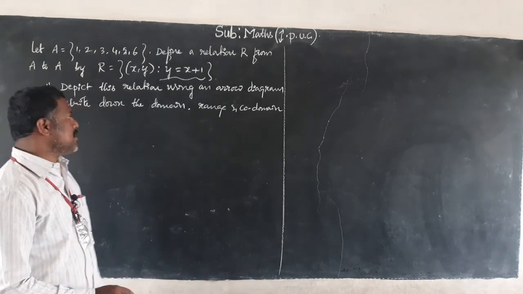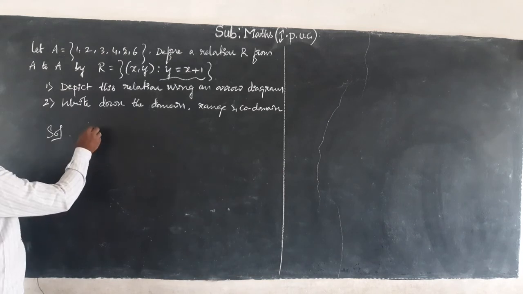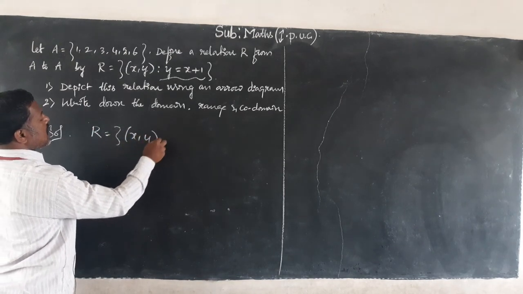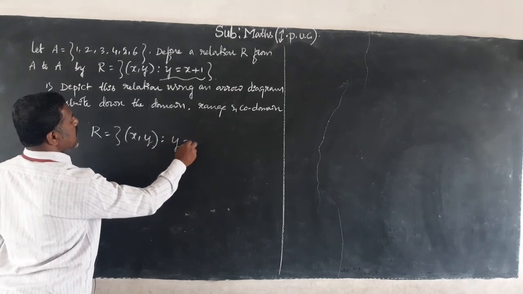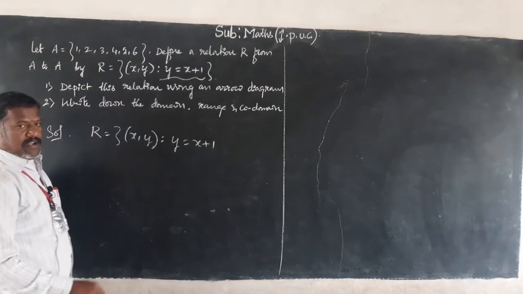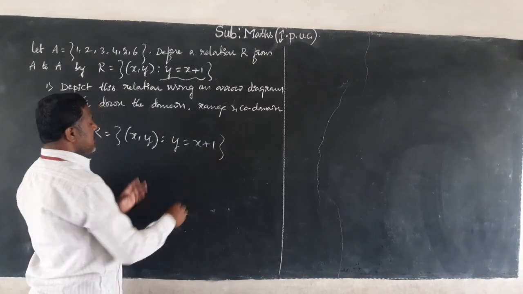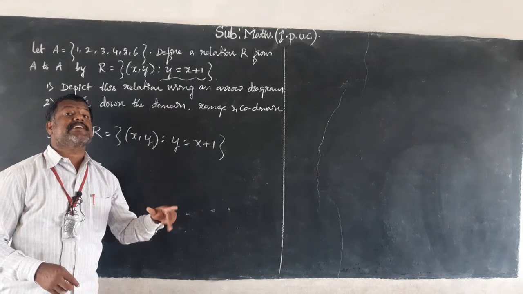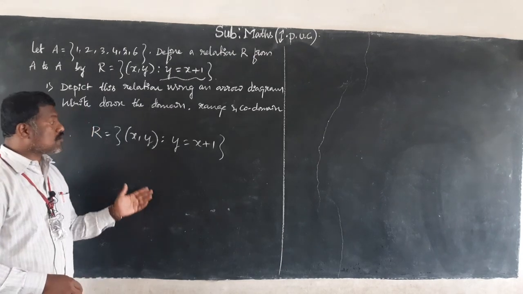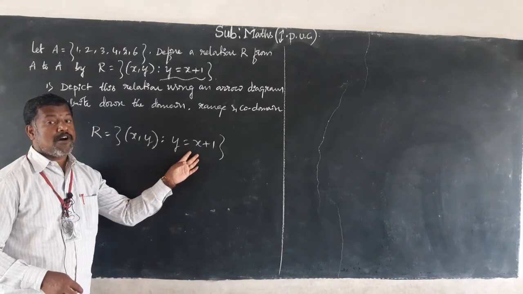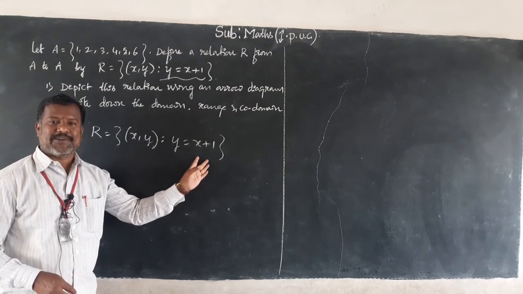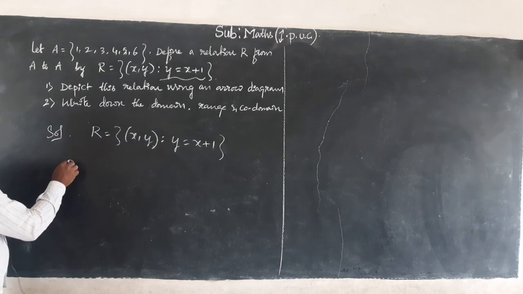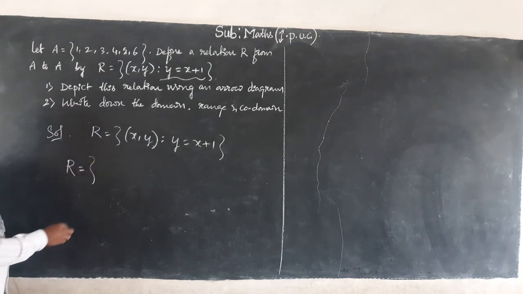It is very simple. First we have to consider the relation, that is capital R is equals to x comma y such that y is equals to x plus 1. Children, this is what we call as relation. So they have given it to us in set builder form. So we have to convert this rule form or set builder form into roster form. It's very simple, children. Let us write relation as it is.